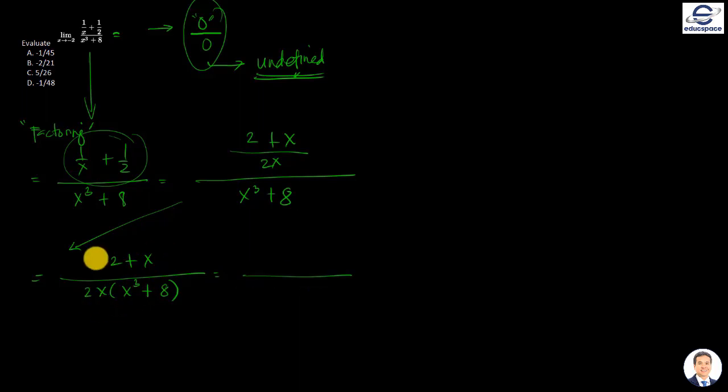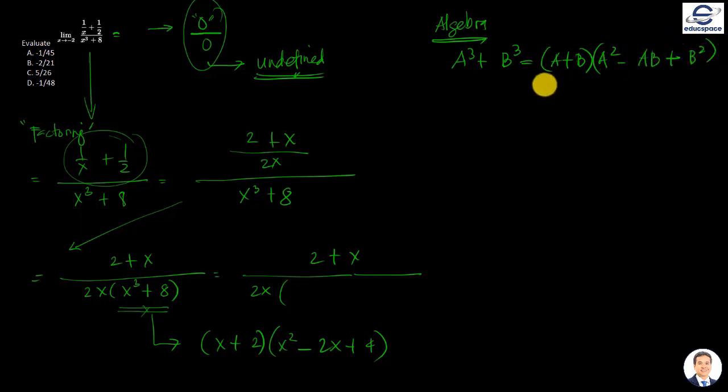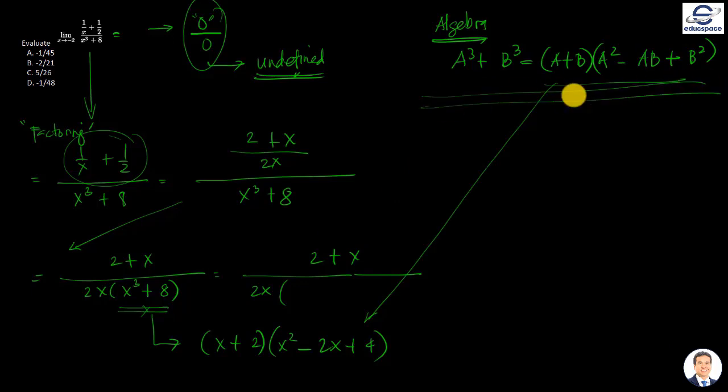So still we have the same scenario: the numerator equivalent to 0 and the denominator equivalent to 0. But look at this expression. From algebra, we can factor this out. So 2 plus x over 2x, and the denominator can be factored using the relationship x plus 2, and then x squared minus 2x plus 4. From algebra, if we have a cubed plus b cubed, we can factor this as a plus b times a squared minus ab plus b squared, which I applied in this particular case. This is the basis of this factoring.